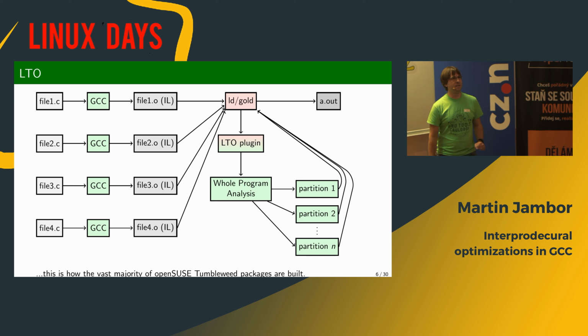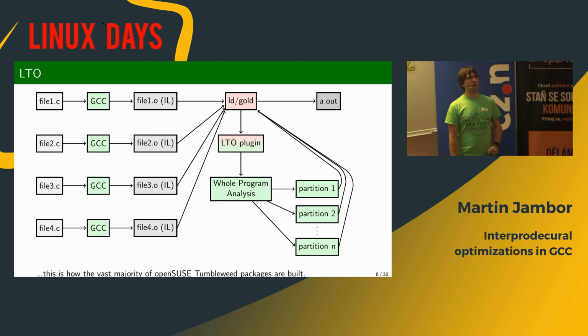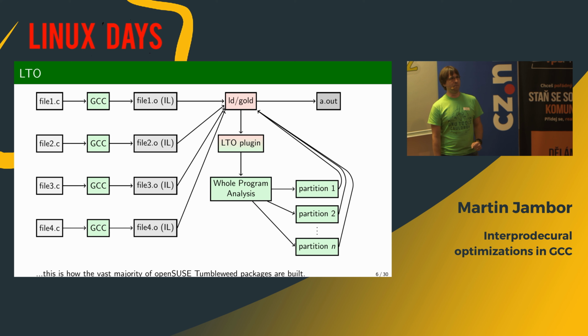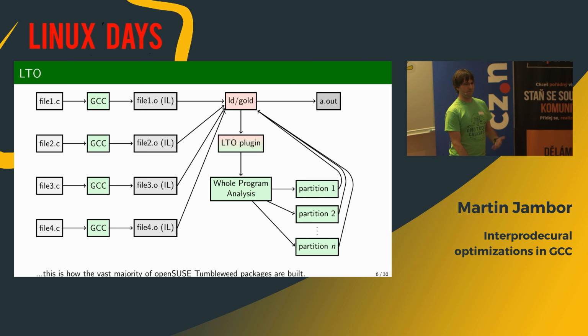By the way, this is how the vast majority of openSUSE Tumbleweed packages are now built. We believe we are the first real distribution to achieve that. We have disabled LTO only for, I believe, 80 packages out of several thousand. And so this technique is real. It is no longer a toy. It is actually used in practice. And we are very happy that after about a decade of development, we have achieved production level of quality.